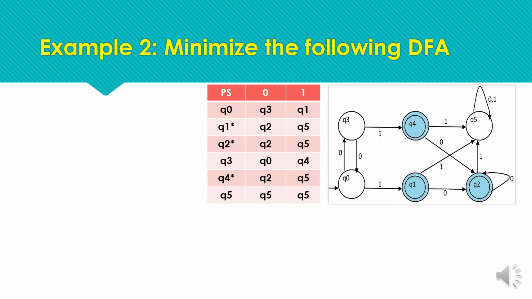So starting with the minimization process, as the first partition, Q0, Q3, Q5 are the non-final states, and Q1, Q2 and Q4 are the final states. So we have partitioned the states into two groups, final and non-final. Next we have to find the next partition. We are repeating the same process that we did for the last example.